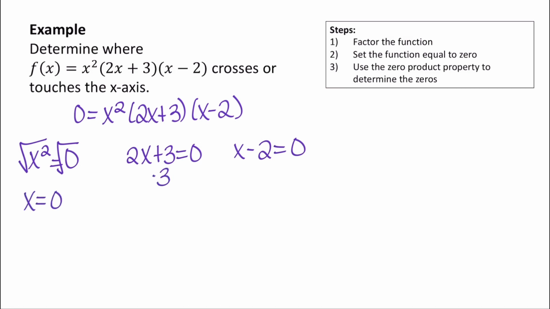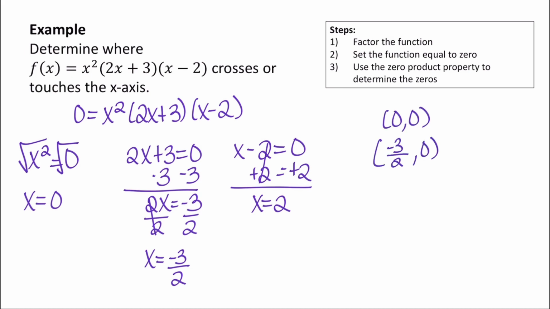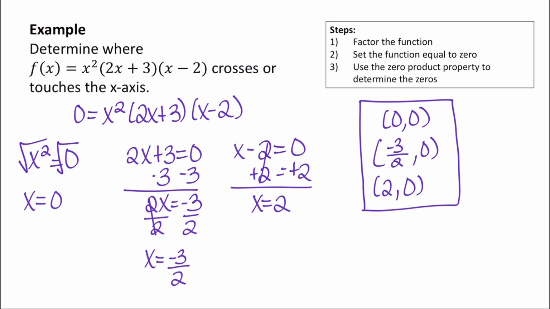Here we subtract 3, and we get 2x equals negative 3. Then we divide both sides by 2, which gives us x equals negative 3 over 2. Here we add 2 to both sides, and when we do that, we get x equals 2. So our x-intercepts are going to be at (0, 0), (negative 3 over 2, 0), and (2, 0). So we have figured out the x-intercepts of this function.